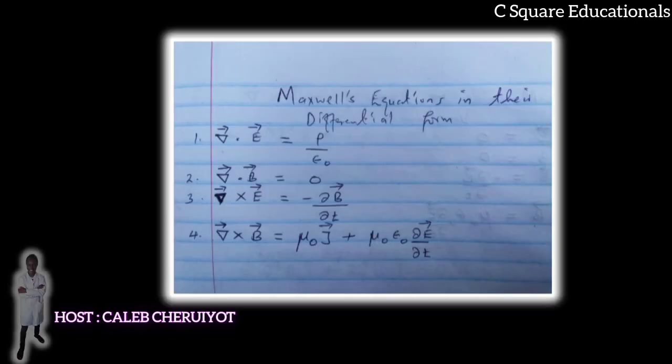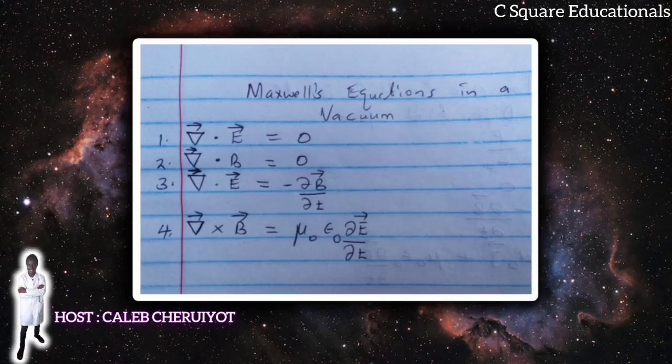These are Maxwell's equations in their differential form. In a vacuum, when there are no electric charges and currents, our Maxwell's equations will evolve to as shown. Our equations are now simpler.